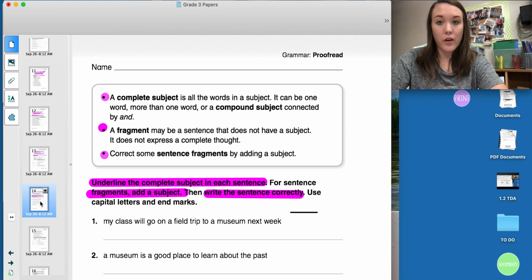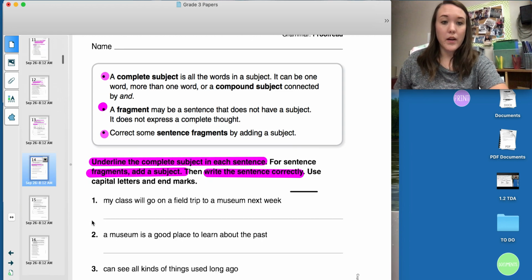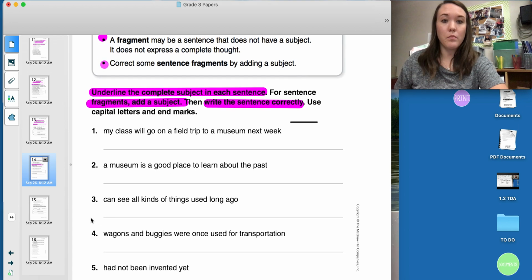As always, your very last page is a proofreading page, so the box at the top is just a review of what a complete subject, a compound subject, a fragment, and a sentence fragment is. The directions on this page say to underline the complete subject in each sentence. For sentence fragments, we're going to add a subject. Then we are going to write the sentence correctly, making sure we use capital letters and end marks.